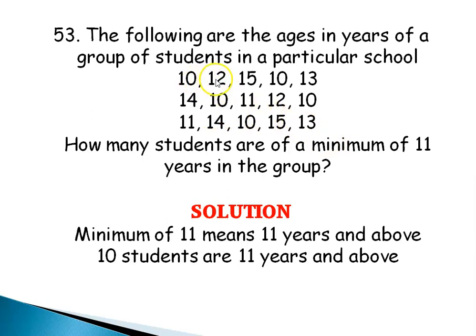So let's count. This is 1, 2, 3, 4, 5, 6, 7, 8, 9, 10. Do you understand? So we have 10 students who are 11 years and above. Minimum of 11 means 11 years and above. So since we have 10 students that are 11 years and above, the answer to this question is 10 students. Is that taken? Very good.